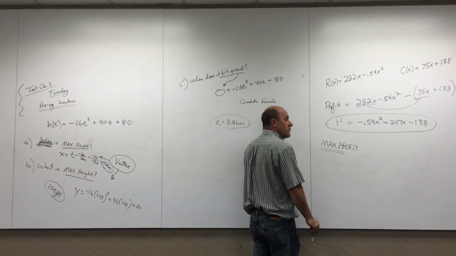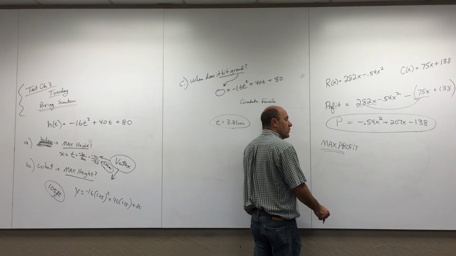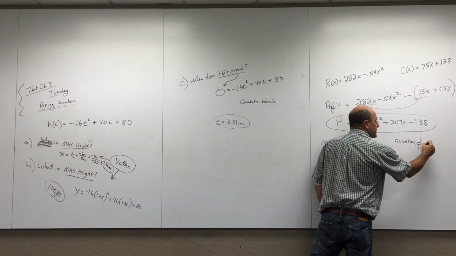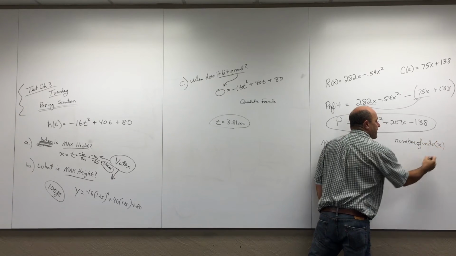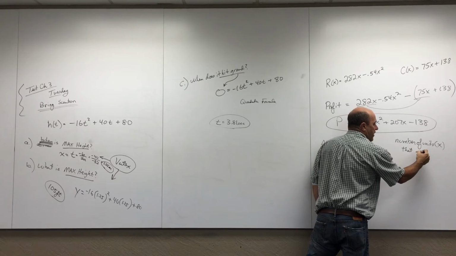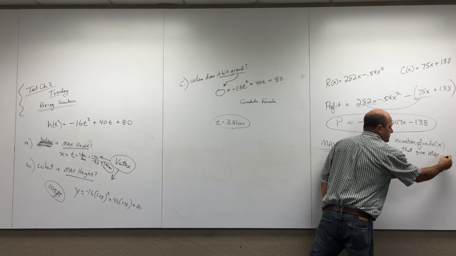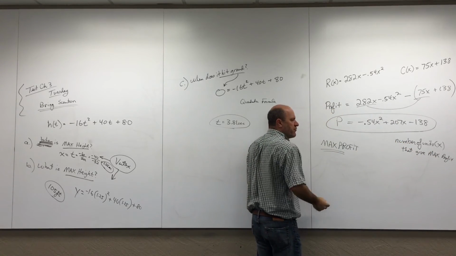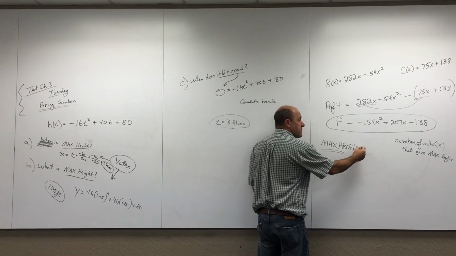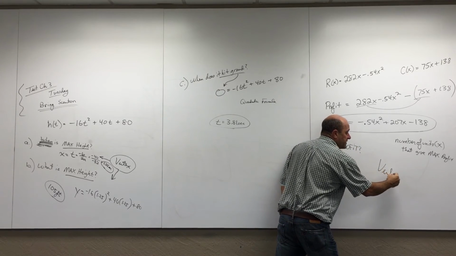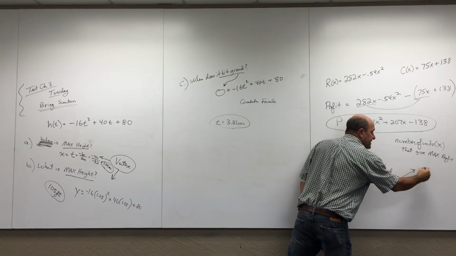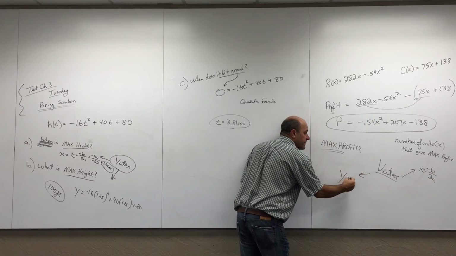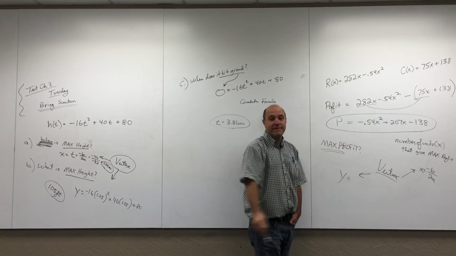And it was two problems. It was the number of units, which by the way is x, that give maximum profit. That was one question. What are the number of units that give you the maximum profit? And the other question was, what is the maximum profit? So both of those are the vertex. It's the x value of the vertex, negative b over 2a, and the y value of the vertex.